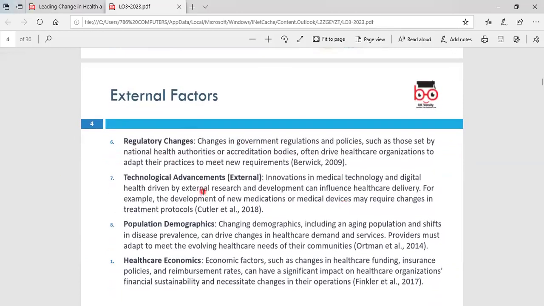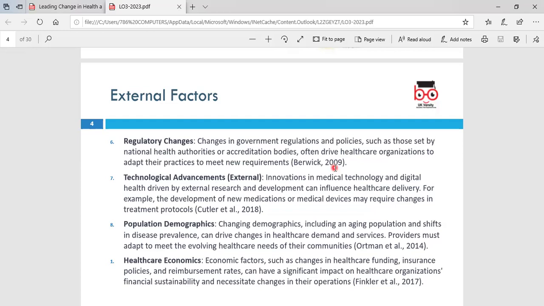Coming towards the external ones, regulatory changes. We have talked about regulatory bodies, accreditation bodies, and health authorities that are there to help meet new requirements. They're not there to just close down your organization. They're there to focus on what went right, what did not go right, how to bring about a change and how to support that change.